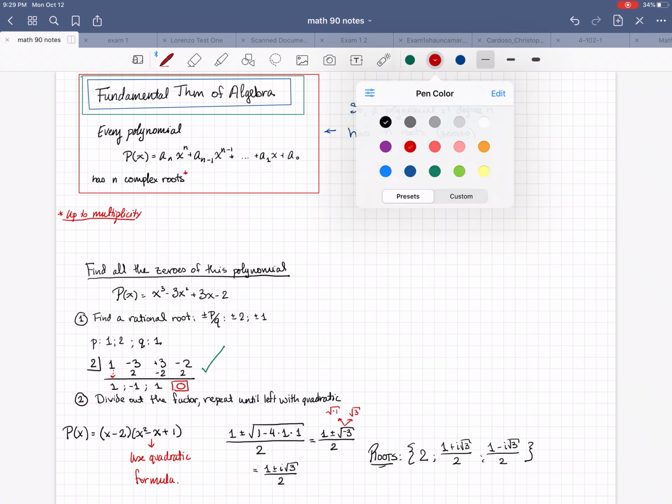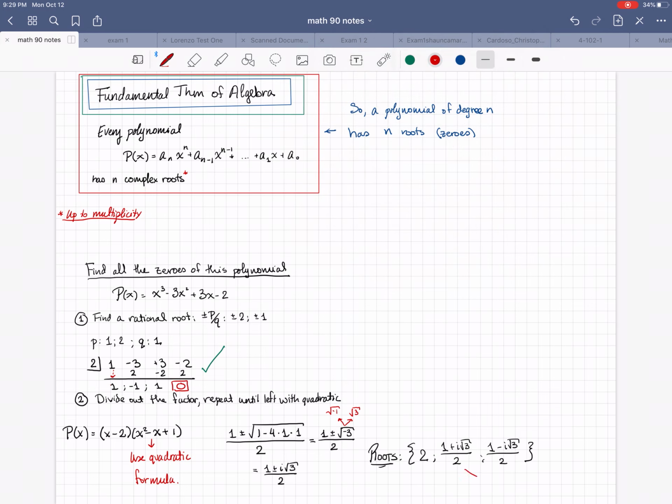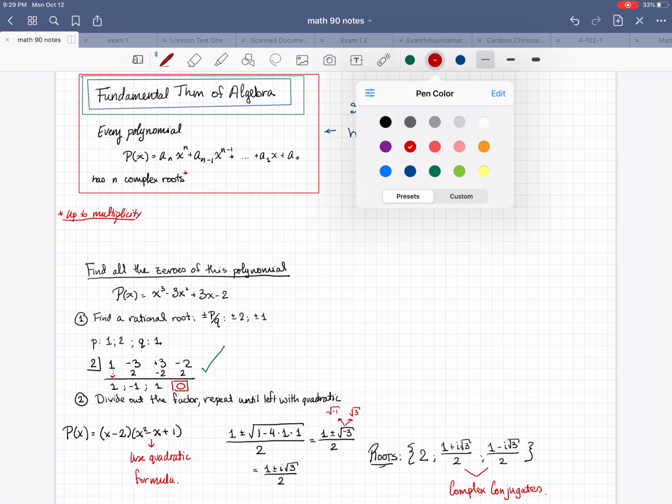So what I want you to notice here, and this is a huge deal, is that our 2 non-real roots are actually complex conjugates. This is not an accident. In fact, what you'll see is that any time your polynomial has a non-real root, its complex conjugate is also a root of your polynomial. So this brings us to our next example.